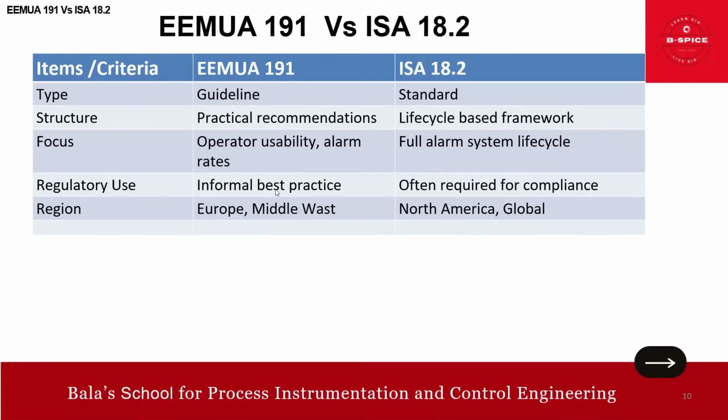Regulatory use, yes, it's an informal best practice, okay, and ISA 18.2 is often required for compliance. EEMUA is predominantly used in Europe and the Middle East. Okay, I think this is a typo, sorry: ISA 18.2 is used in the Middle East, North America, and globally.